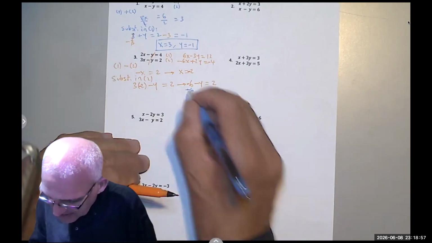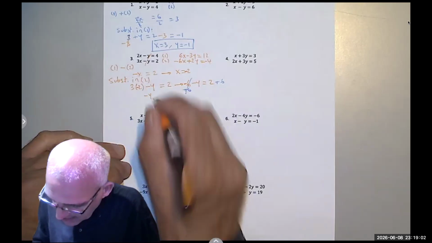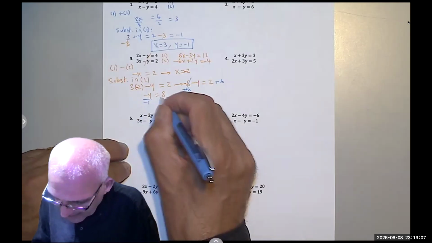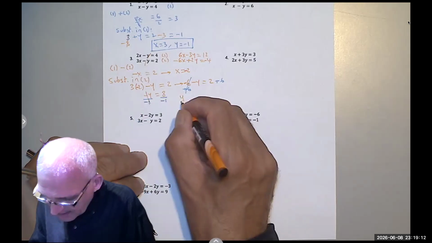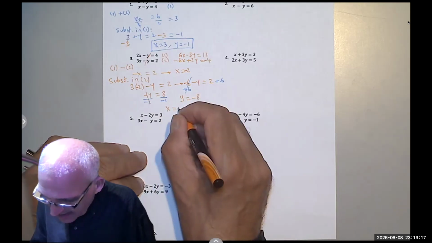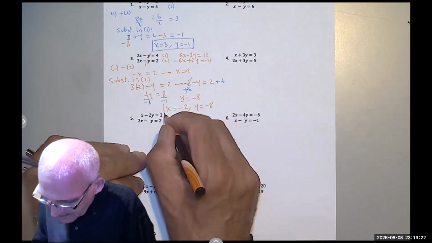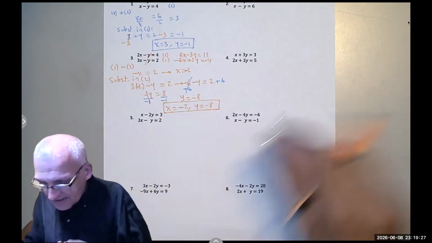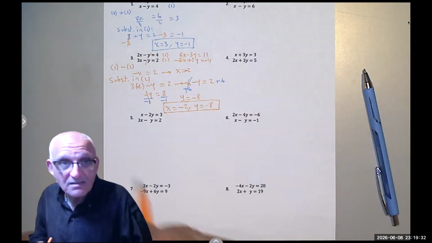Adding 6 to both sides, I'm sorry, I get negative y equals 8. And then I divide by -1, or I multiply by -1, it doesn't matter. I will get y equals -8. So the answer is x equals -2 and y equals -8. And again, we didn't use a calculator to do that, but we can, and we can check either equation.